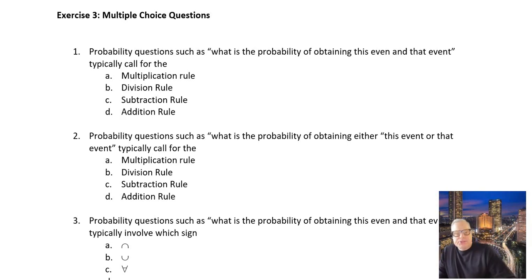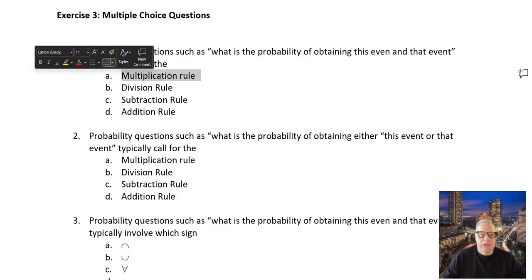Alright, so in this exercise we have a couple of multiple choice questions and they cover pretty much everything, but they are short, so let's begin with the first one. Probability questions such as what is the probability of obtaining this event and that event typically call for the multiplication rule.